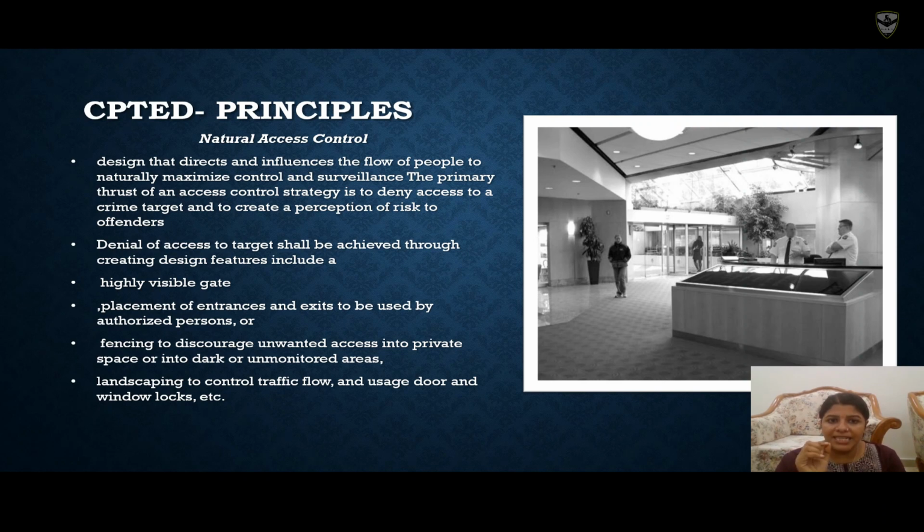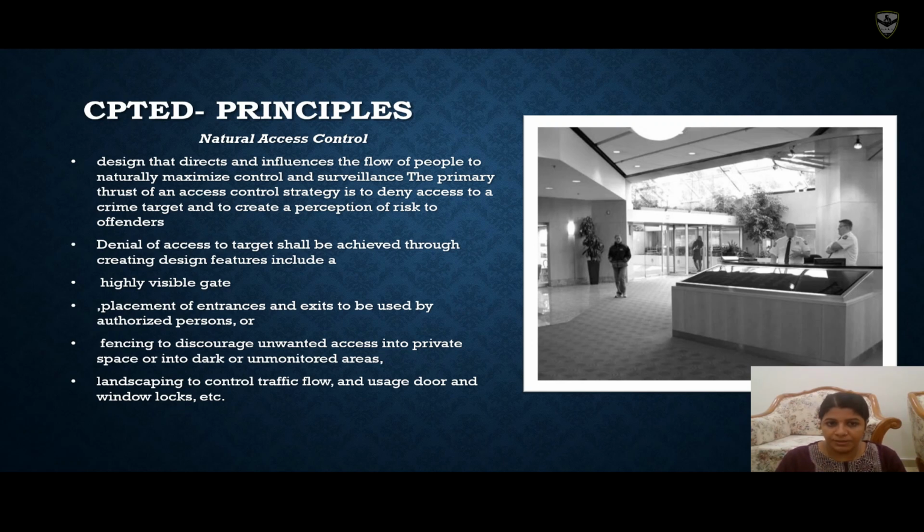So the first principle is natural access control. Basically, through this design, it directs and influences the flow of people to naturally maximize control and surveillance. You can lead the flow of people into a particular area through natural control and surveillance. The primary thrust of an access control strategy is to deny access to a crime target and to create a perception of risk to offenders.